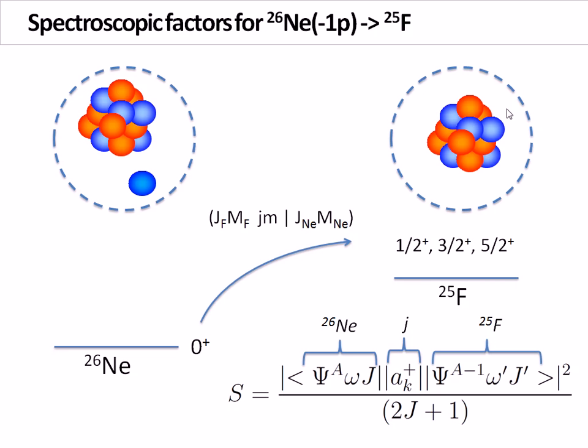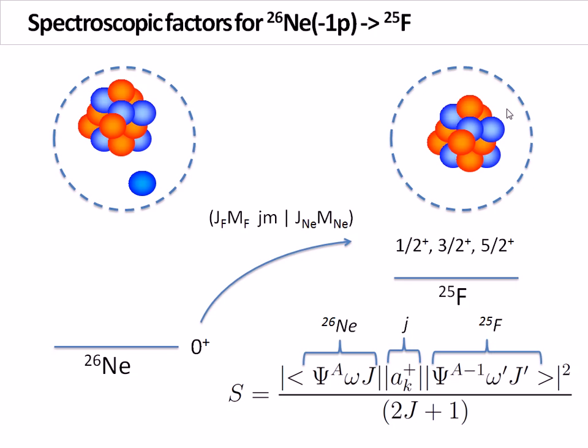And again, this is the shell model definition of the spectroscopic factor. On the left, we've got this neon 26 wave function, which is A body, and on the right, we have our fluorine 25 wave function, which is A minus 1, and we're adding to that a nucleon in a particular state K, which is J.